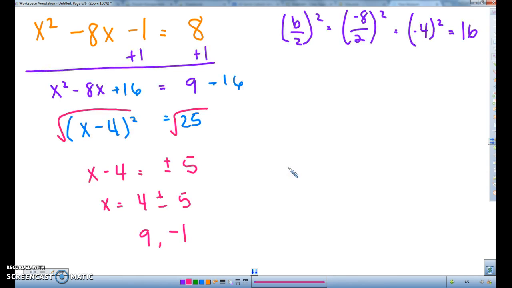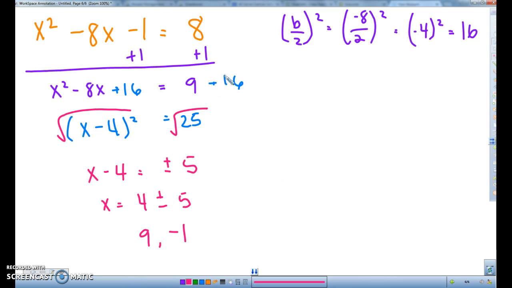I'm going to have you try this one on your own. So we'll do x squared minus 8x minus 1 equal to 8. Okay, so go ahead and work through it on your own and let's see what we get. So we should have gotten that my solution set is 9 and negative 1.